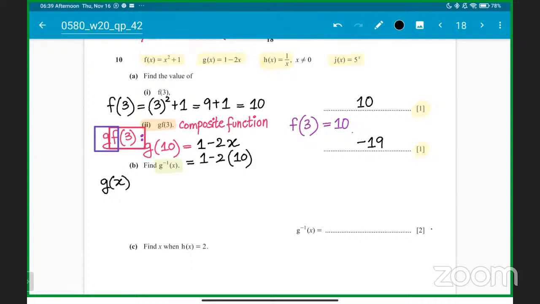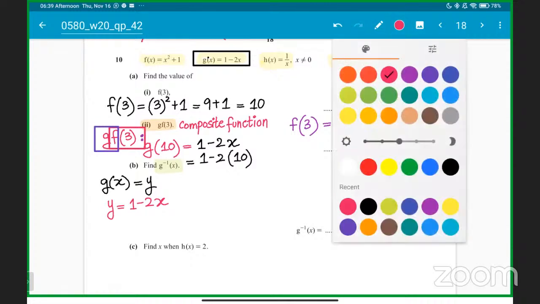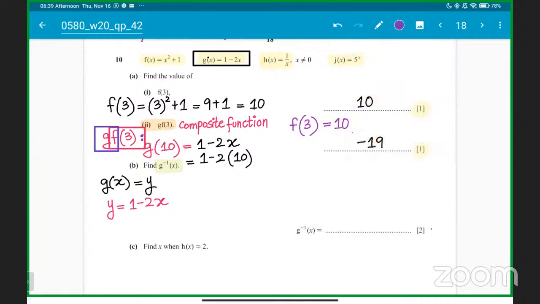So g(x), you have to just make x the subject, okay? First thing will be that you put the g(x) function equals to y. So y is equal to 1 minus 2x. We put the g(x) function equals to y.